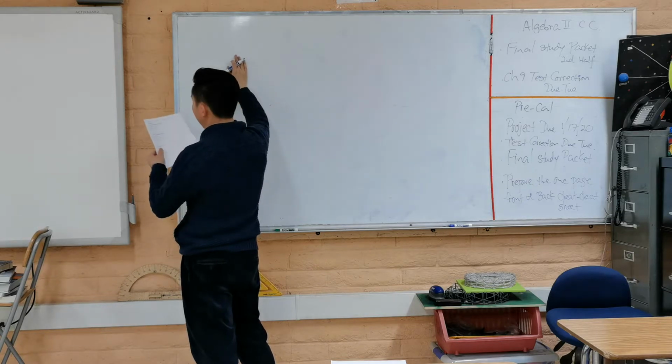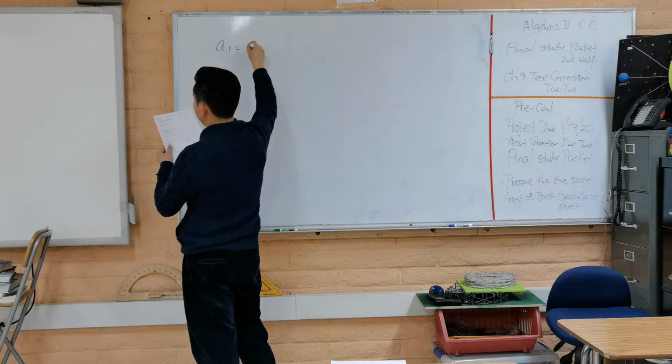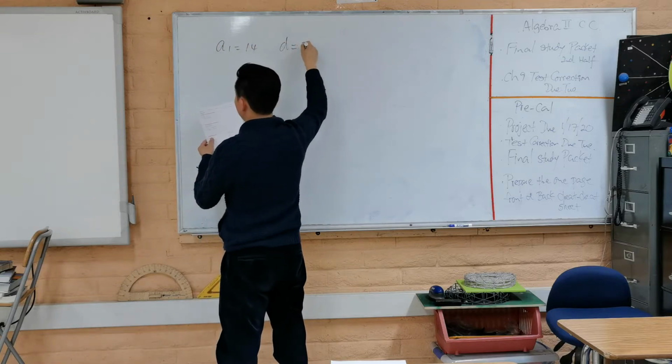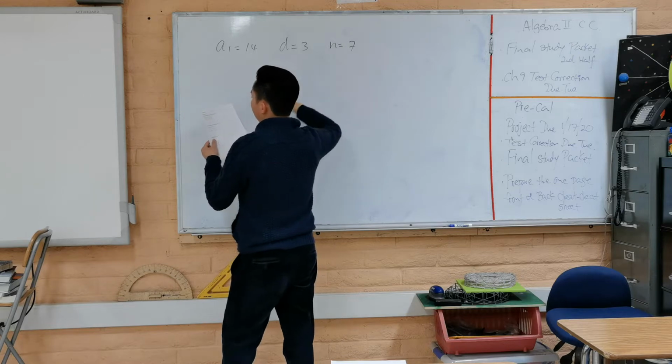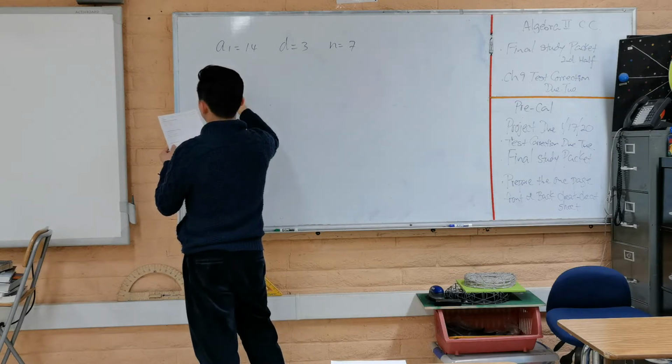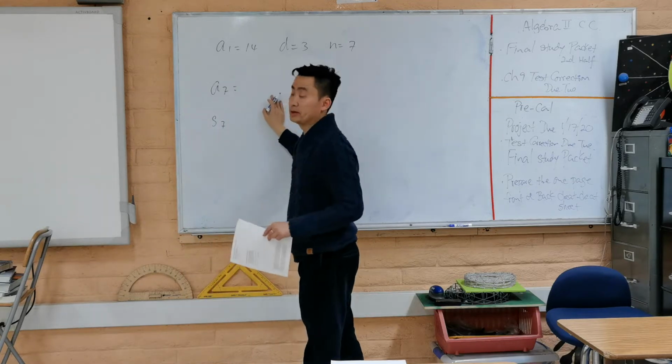So let's say that we have A1 equals 14 and the common difference is 3. And then n is 7. And this one you want to find the 7th term, and also you want to find the sum. Okay, so anytime you see something like this, that means we're using a formula.